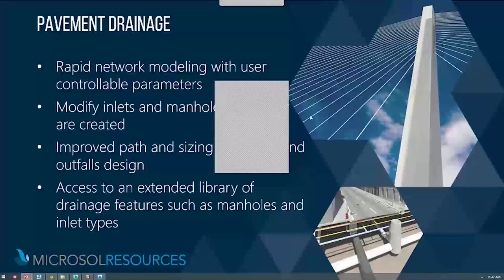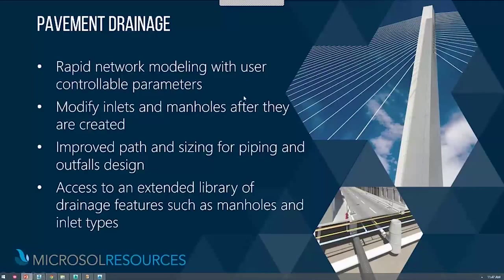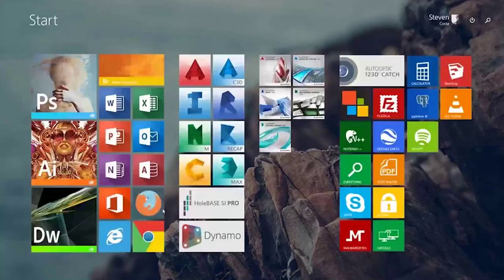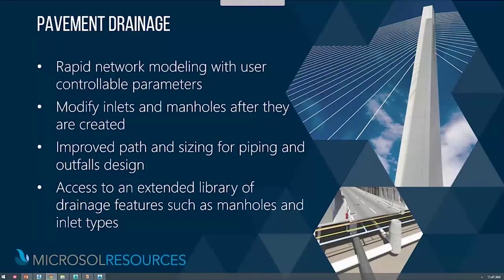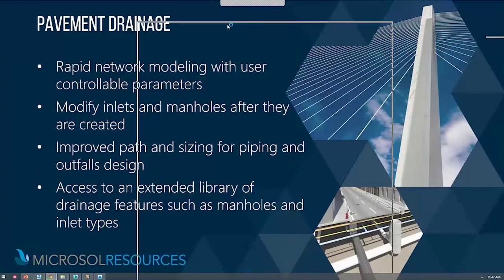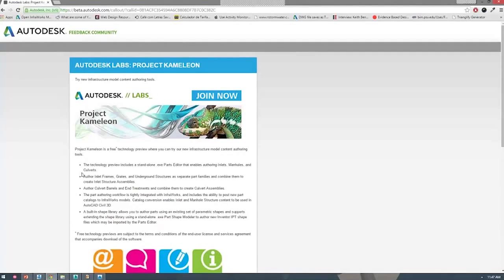If I go back to my PowerPoint slide, just a handful of PowerPoint slides left. Some new features to rapidly model pavement drainage have been included, as well as the ability to modify inlets and manholes after they've been added. There's an extended library of new drainage feature types, such as manholes and inlets, as well as, for those of you who keep a close eye on the Autodesk Labs, you might have heard something called Project Chameleon, where Autodesk put together something that allowed Inventor-based parts to be added to InfraWorks 360.